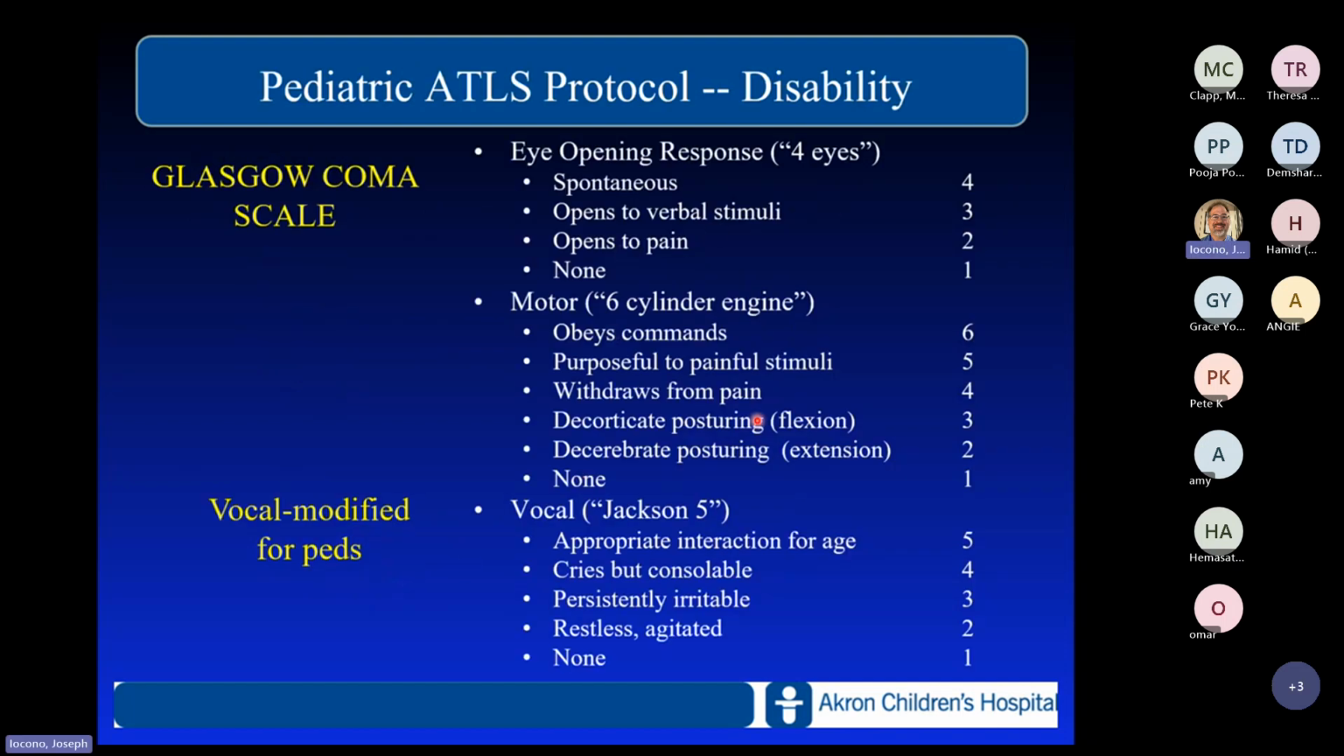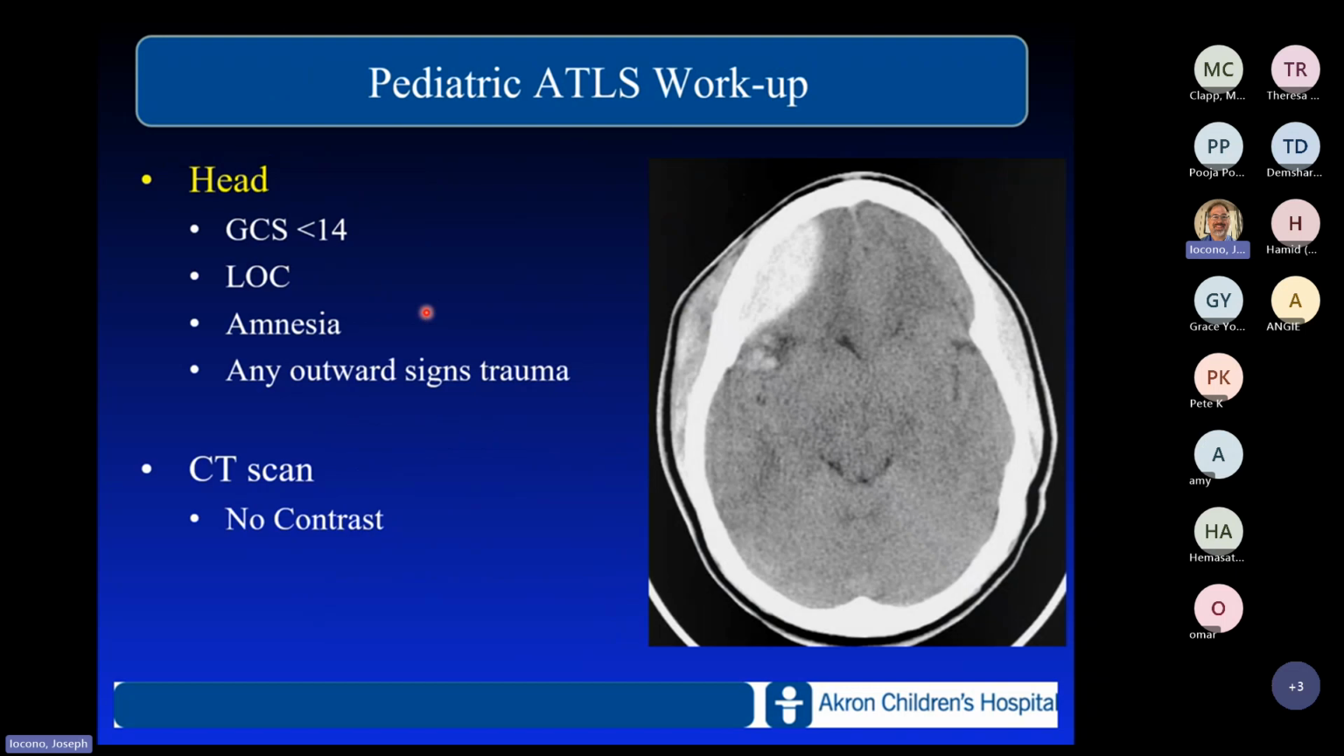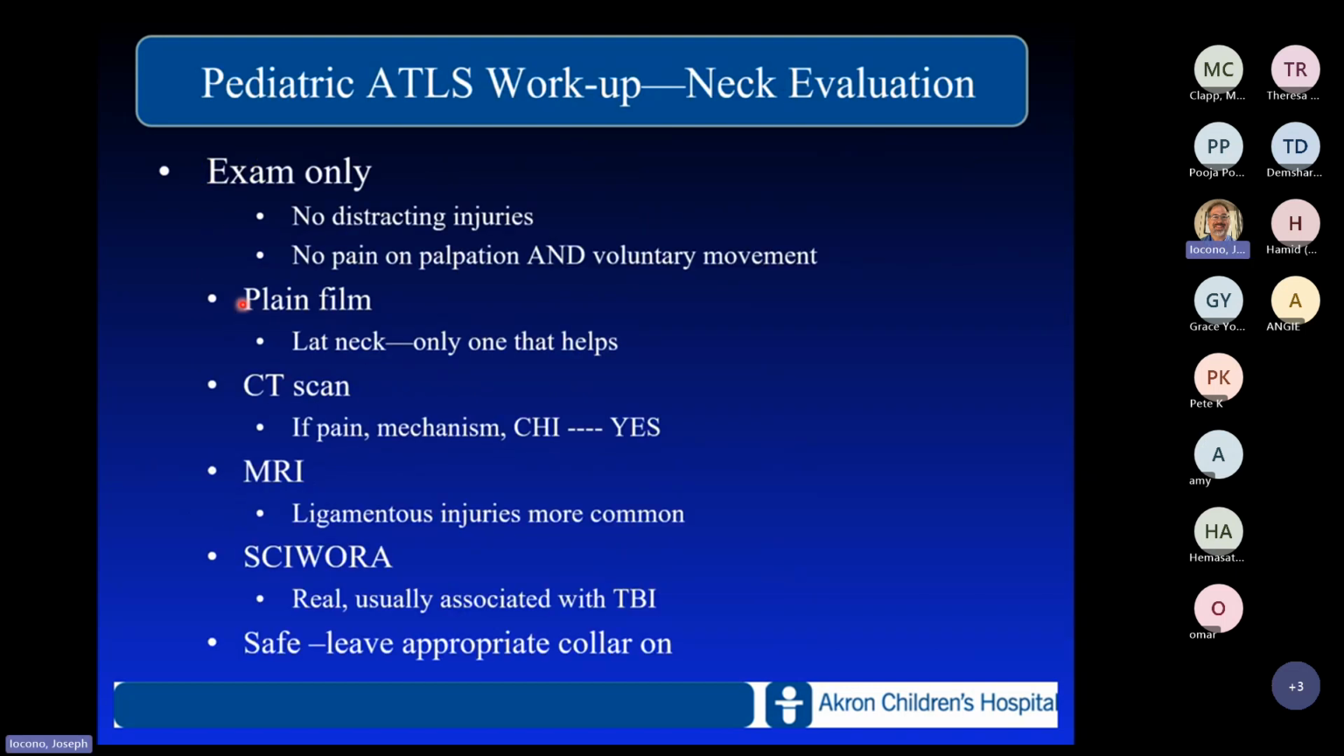Glasgow Coma Scale, the same thing. Basically, vocals are different: appropriate interaction for age, cries but consolable, but everything else is about the same. You want to get an ample history, including immunizations and meds, and that's one thing to remember. All right, head CT, neck evaluation.